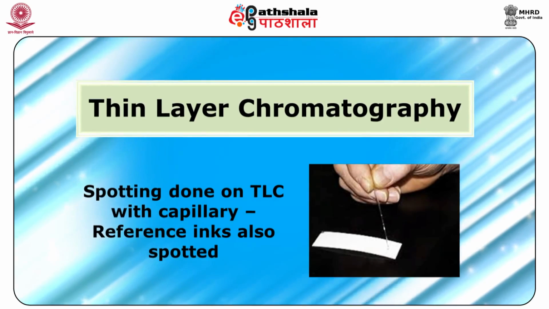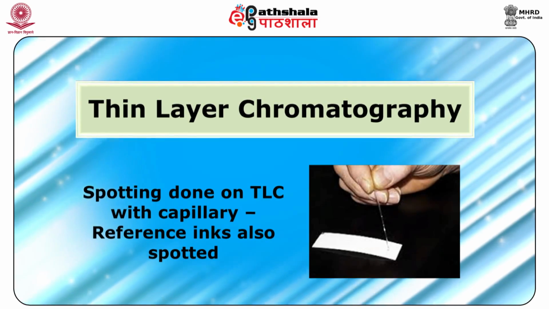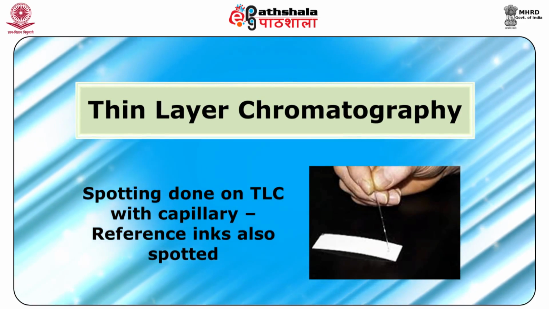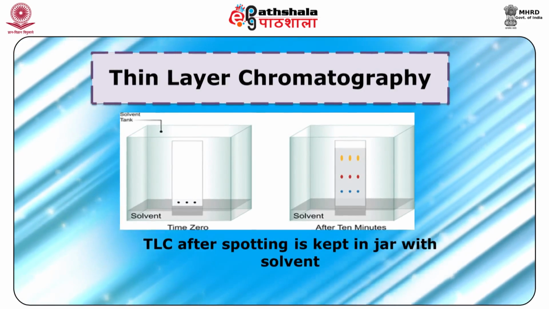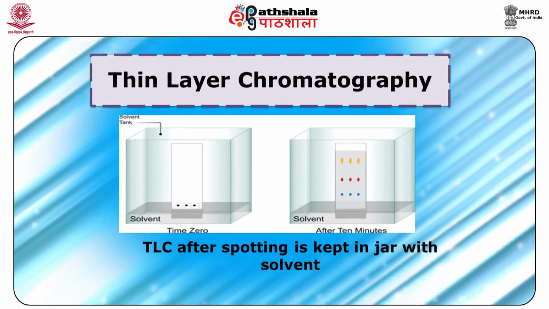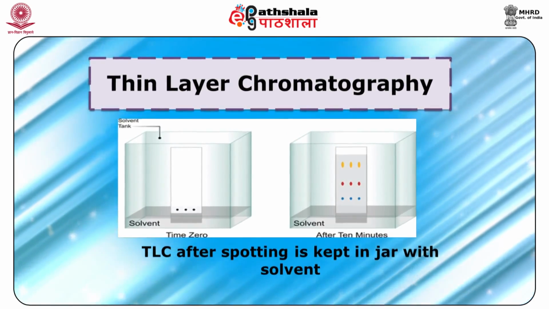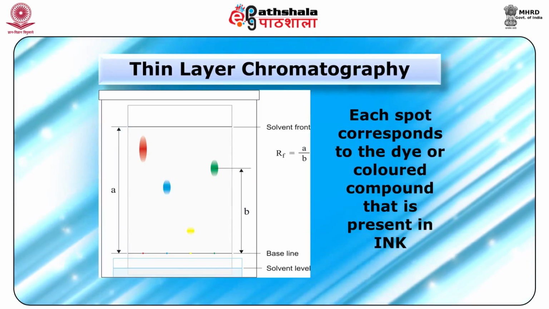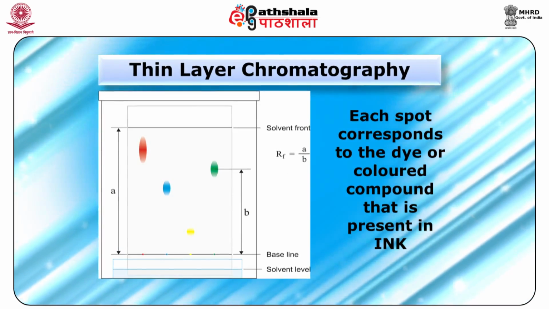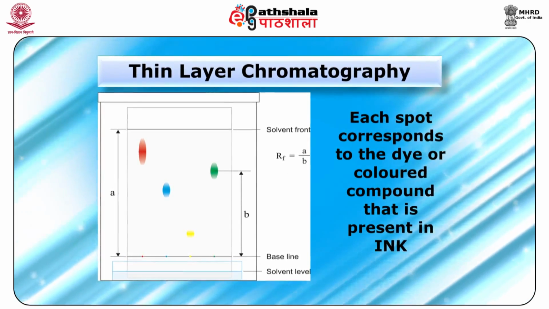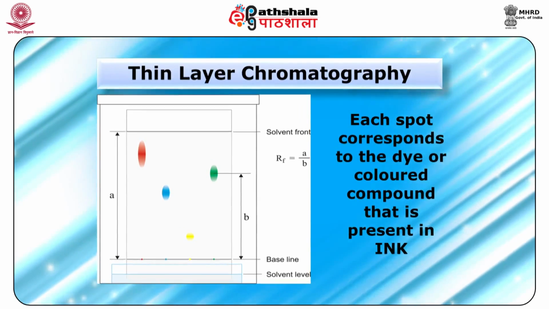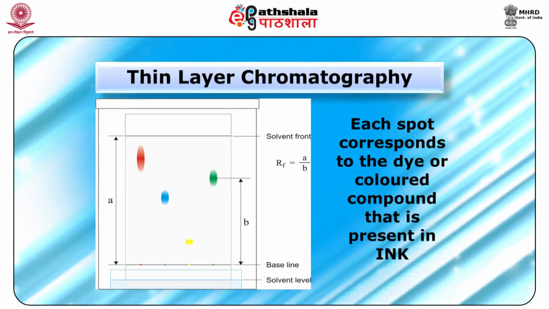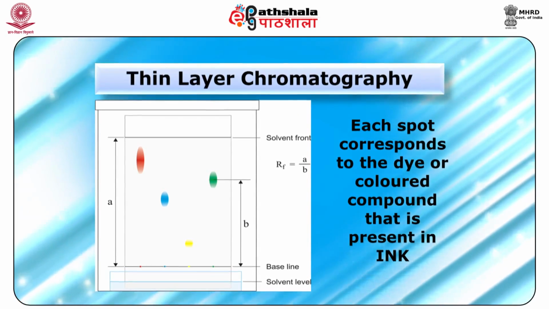The liquid slowly begins to rise up the plate, and when it moves past the sample spot, the components of the sample get separated and are located at different heights. When the liquid phase has moved a sufficient distance, the plate is removed from the jar, and the RF values of the different spots are recorded.